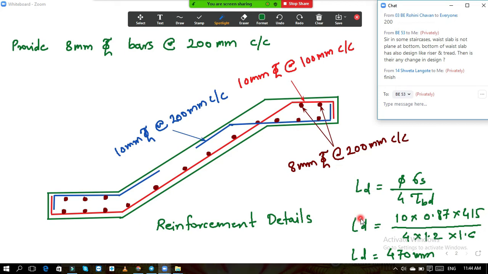Okay, so now it is finished, so we will move to the next part.